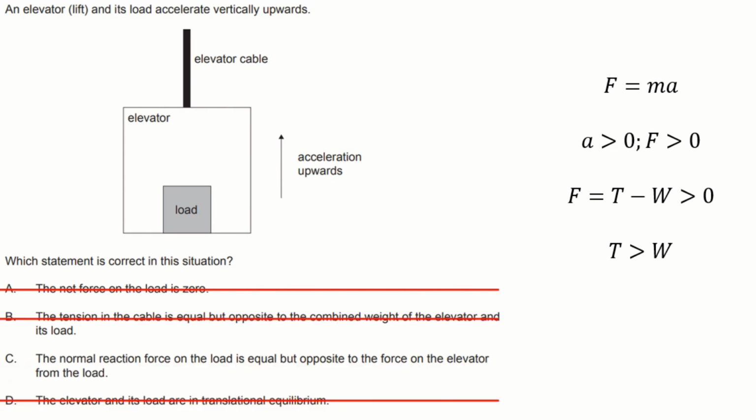Now let's have a read of C. The normal reaction force on the load is equal but opposite to the force on the elevator from the load, i.e. the force from the load on the elevator is equal to the equal and opposite force of the elevator on the load. Now, this is a statement of Newton's third law. That makes a lot of sense. Whatever the load is doing to the elevator, the elevator is doing to the load, but in the opposite direction. And therefore, that verifies our answer, which is C.